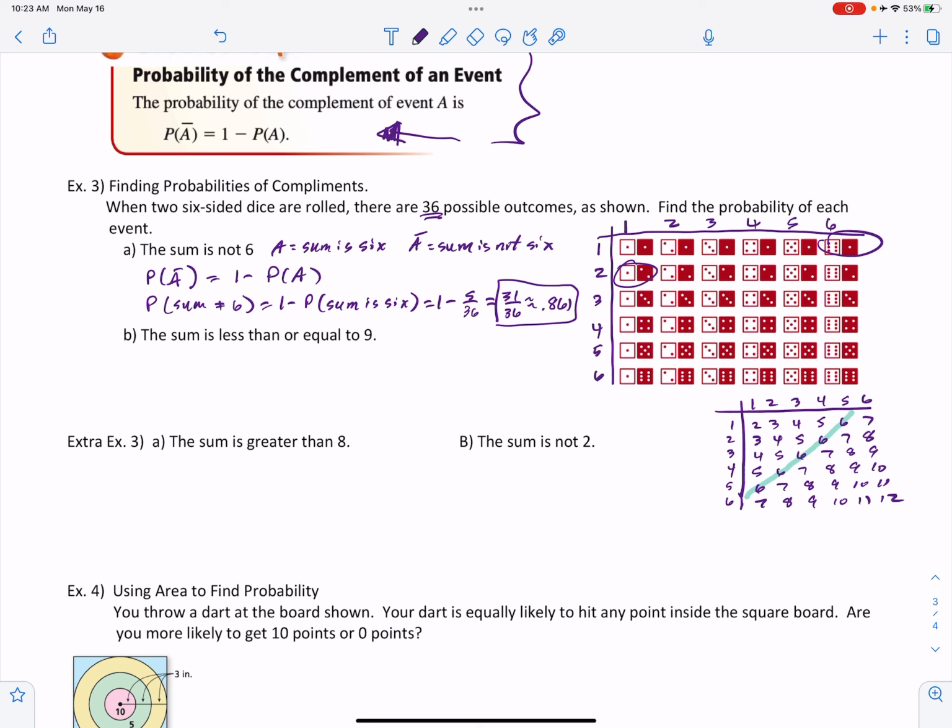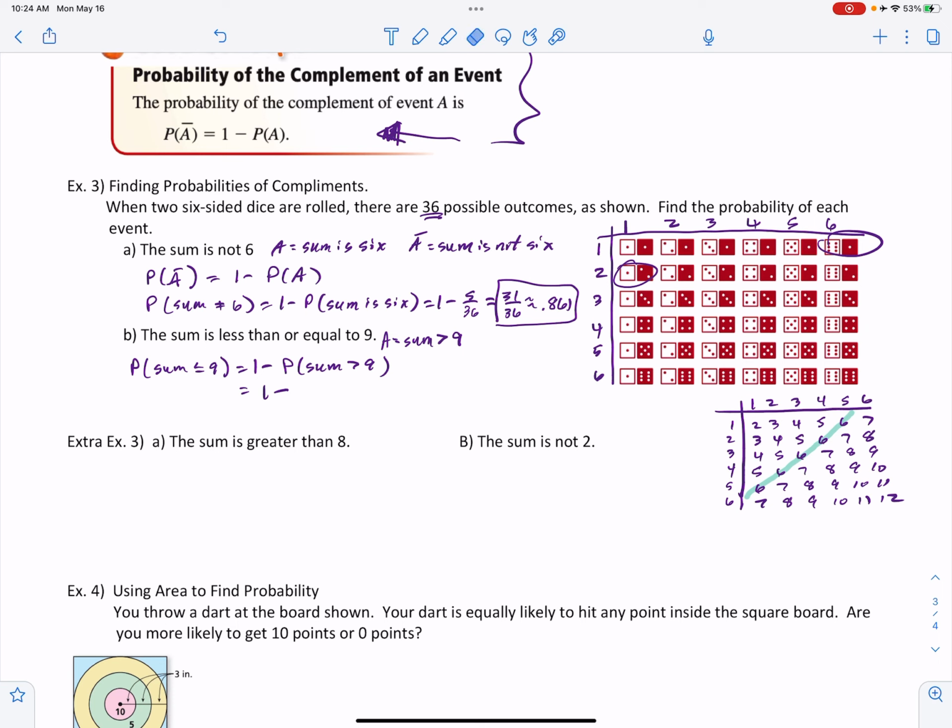Well, if I want to use complements on that, the sum less than or equal to 9, the complement of that is that the sum is greater than 9. So I'm going to let A be sum is greater than 9. And so I can say that the probability that the sum is less than or equal to 9 is 1 minus the probability that the sum is greater than 9. And there's fewer things to count for the sum is greater than 9.